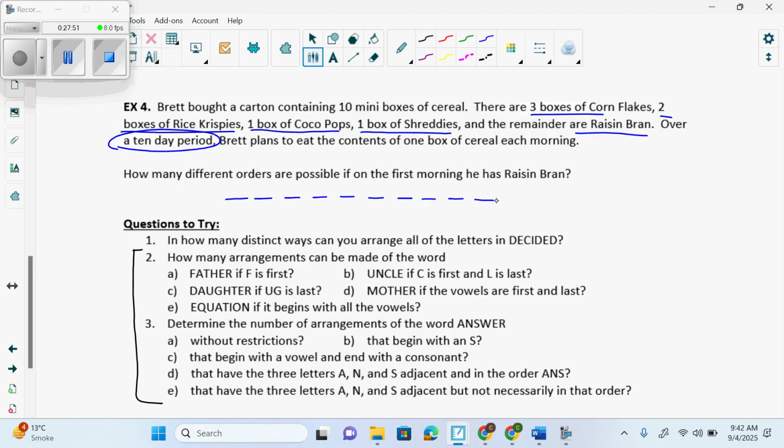The box of Shreddies, you can't tell the difference between the box of Shreddies unless someone stepped on one or something. But we're not going to be like that. These are pristine, beautiful boxes of cereal. You cannot tell them apart. So you have to spot that these are identical, and if they're identical objects, that they repeat, right? So you have to have a denominator.